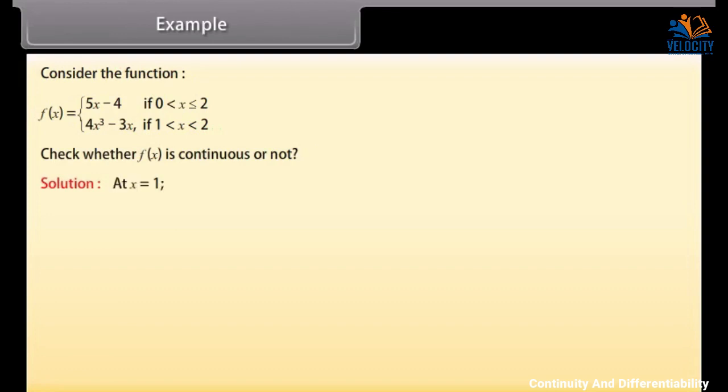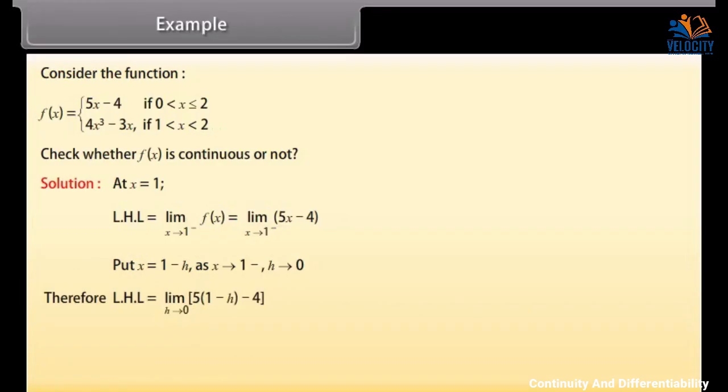Solution. At x equal to 1, left-hand limit is equal to limit x approaches 1 minus of f of x, which is equal to limit x approaches 1 minus of 5x minus 4. Put x equal to 1 minus h. As x approaches 1 minus, h approaches 0. Therefore, left-hand limit is equal to limit h approaches 0 of 5 into 1 minus h minus 4, which is equal to 5 into 1 minus 0 minus 4, which is equal to 1.